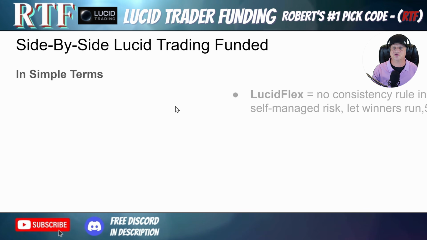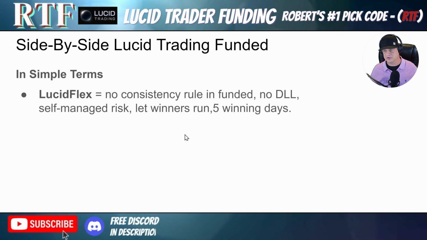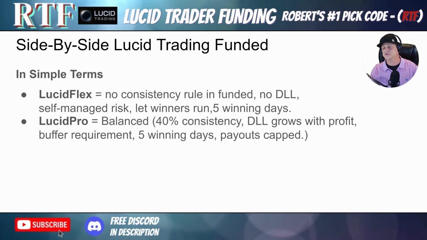Okay, cool. So let's just do this in simple terms. LucidFlex, no consistency rule and funded, no DLL, self-managed risk, and you can let your winners run. You need 5 winning days to take the payout. In LucidPro, which is the balance, you got the 40% consistency rule.